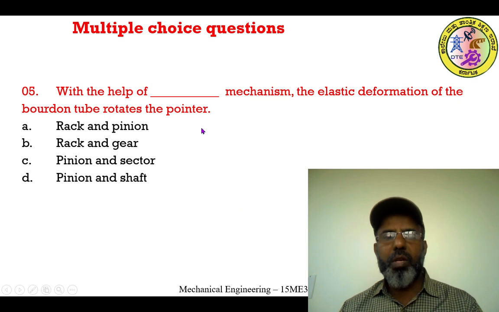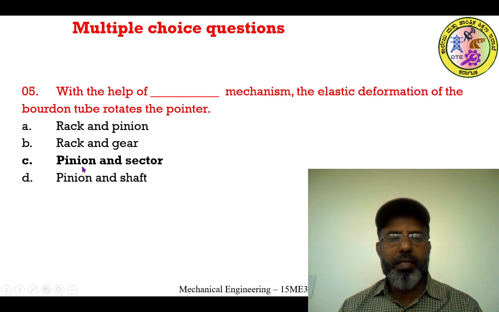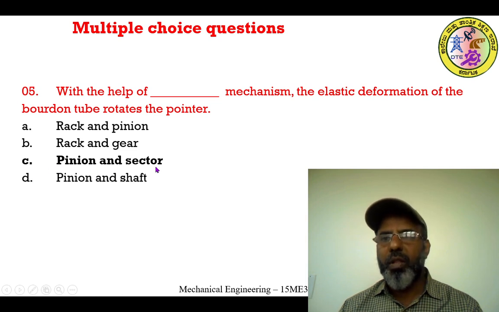Then the next thing you should remember, with the help of dash mechanism, the elastic deformation of the Bourdon tube rotates the pointer. Your time starts now. Option A, rack and pinion, B, rack and gear, C, pinion and sector, D, pinion and shaft. The correct answer should be, yes, the correct answer has appeared, that is pinion and sector. This is the mechanical mechanism which is employed for magnification in a Bourdon tube pressure gauge, the pinion and sector mechanism.